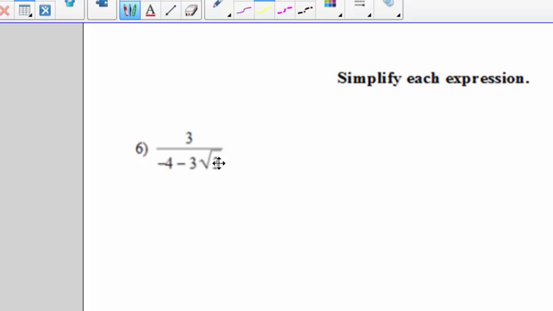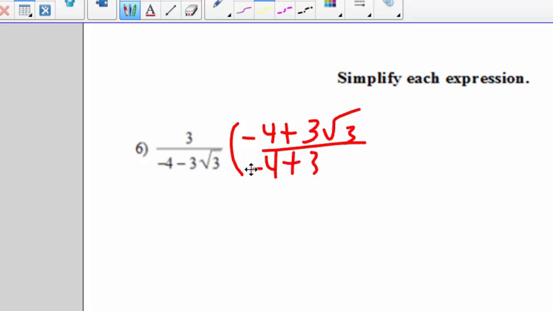Here we have to get rid of this radical in the bottom right. Since it's a minus, I'm going to multiply this side by the complex conjugate. So I'm multiplying by negative 4 plus 3 square root 3 over negative 4 plus 3 square root 3, right? That way I can cancel out the middle term.